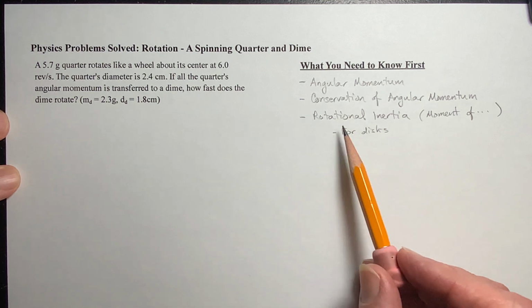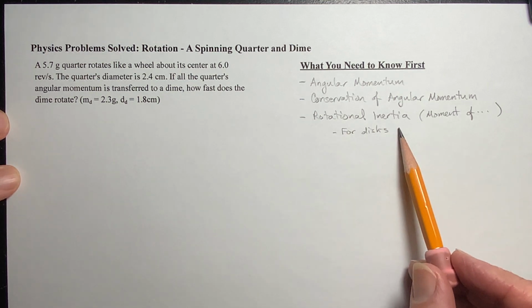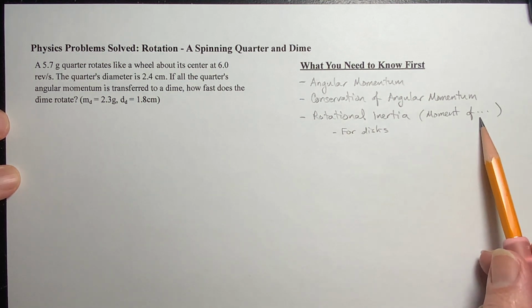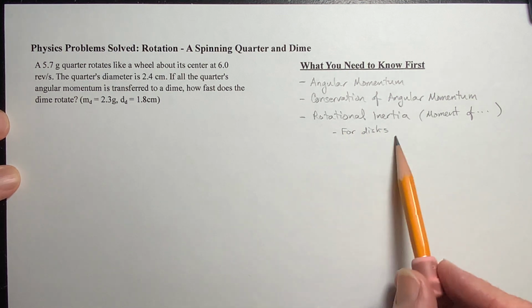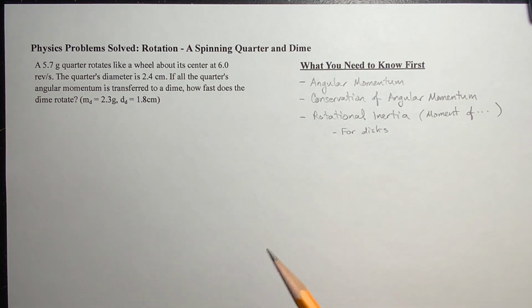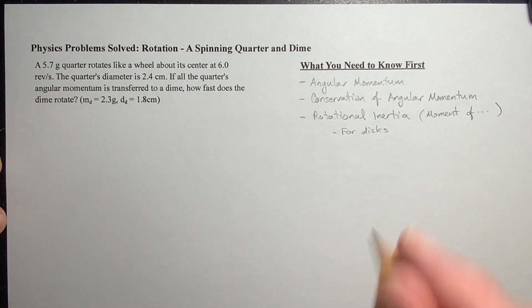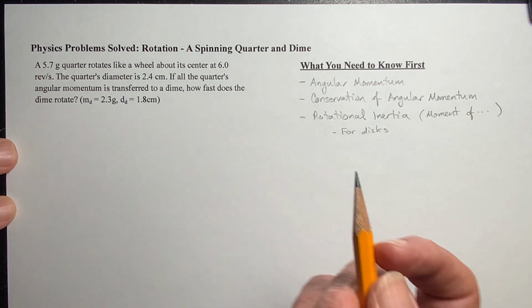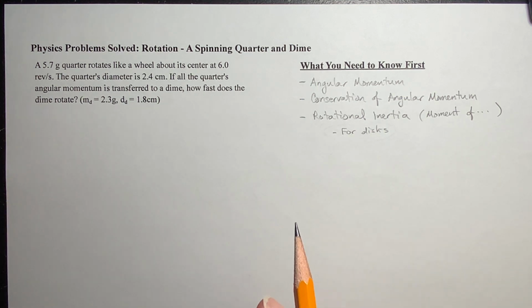And you need to understand how to calculate rotational inertia, sometimes called the moment of inertia, and particularly for disks, because we're dealing with disks here. So let's read through the problem. After we read through the problem, pause the video and try to work it out yourself. Then as you get stuck, or if you need a little help, just hit play and compare your answers with mine, and you'll see how you do.